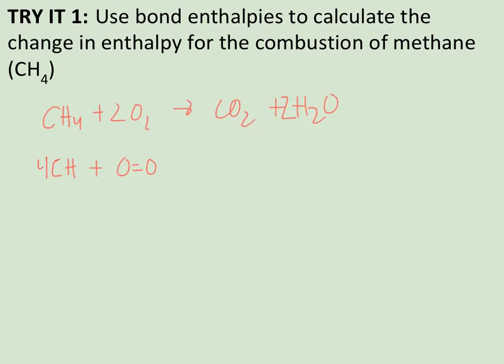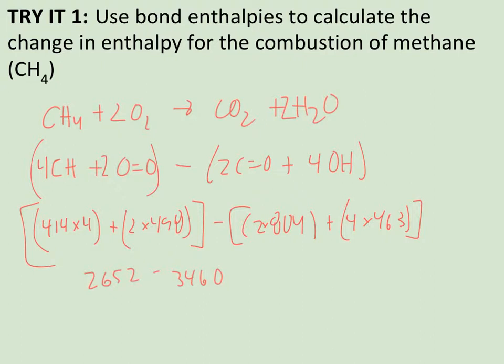Plus the 4 OH bonds are 463 each. So what I've done is I've added up the reactants and products each separately, and you can see that the reactants are going to require 2,652 kilojoules, and the products were requiring 3,460. So then my difference is negative 808, and this would be kilojoules per mole.